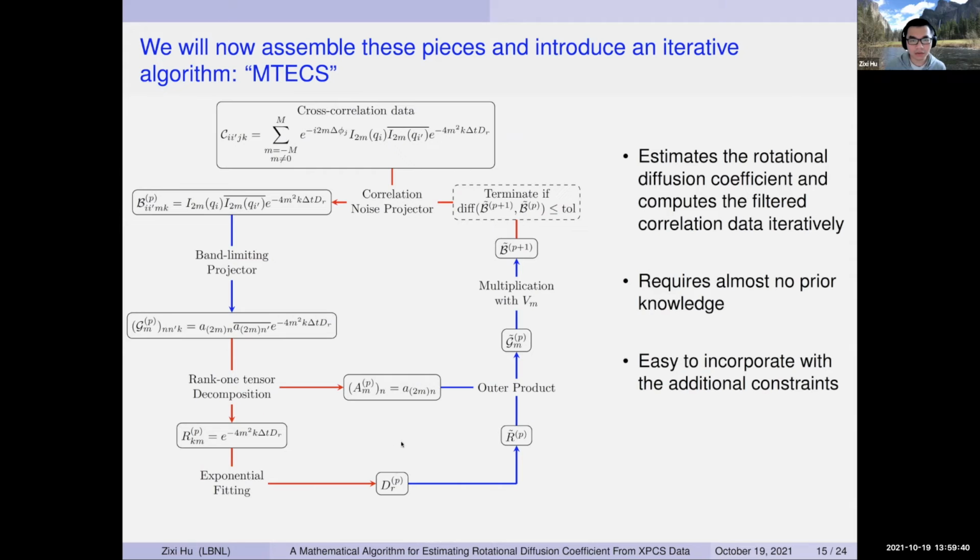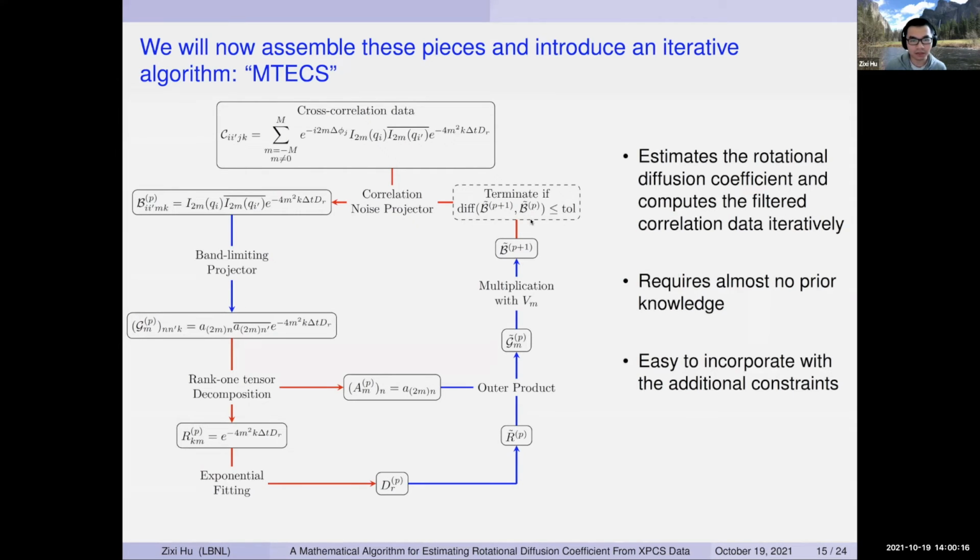We can use this current estimation of DR to form a matrix R of the exponential decay factor, and then put this matrix together with the vector AM obtained by tensor decomposition into the outer product to get the updated tensor GM, and then multiply VM, the left side and right side of GM, to get the updated B. And then we can use B as a starting point of the correlation noise projector in the next iteration.